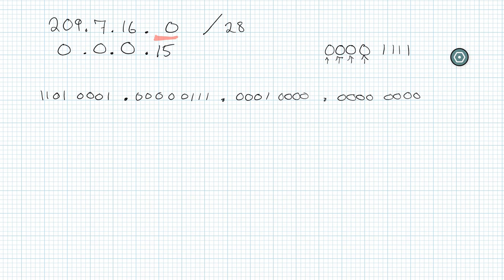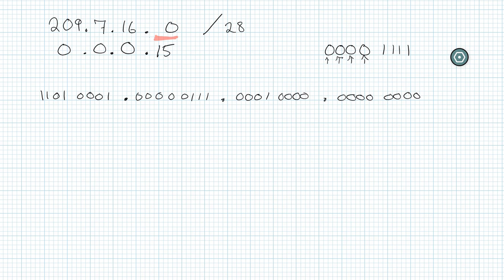So if we're looking at it in binary form, we know that we need to match all of these bits exactly. So we're trying to match the subnet. Okay, so zeros mean we're matching exactly. So we have 11010001. That's 209.7.16.0 written in binary form. In order to match this, we know that a 0 is a match and a 1 is an ignore.